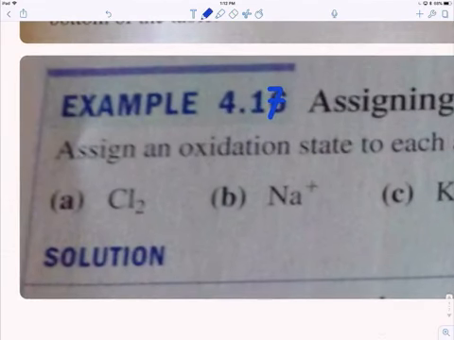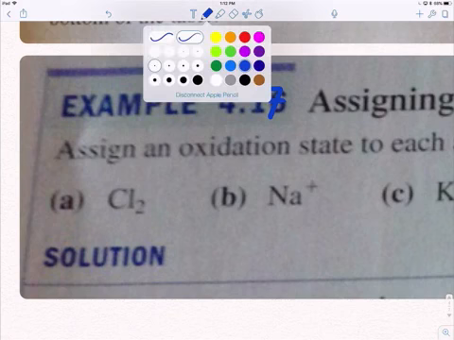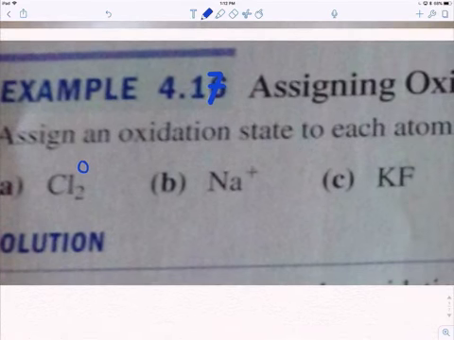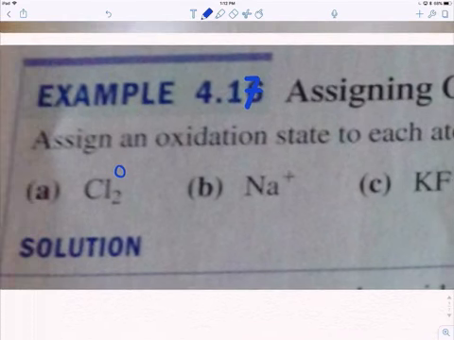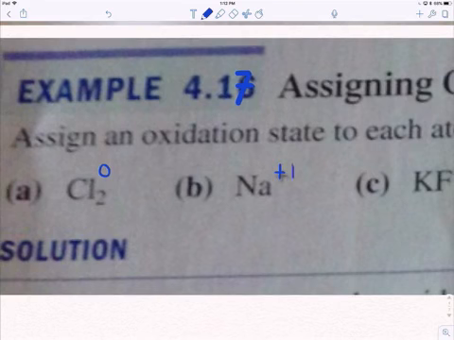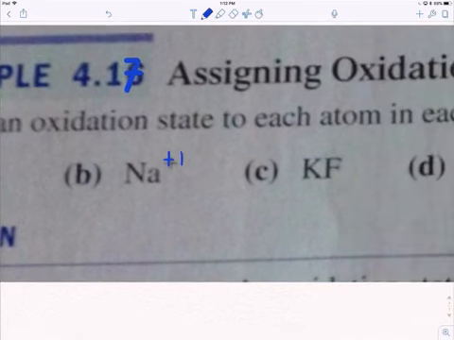First one here, Cl2, chlorine. This is a free element. We have only chlorine. Frequently oxidation states are put in the upper right corner. The oxidation state of chlorine is 0. That's rule number 1: a free element is 0. Everyone okay with that? Next one, sodium. The oxidation state is that of a monatomic ion. Rule number 2 says a monatomic ion's oxidation state is equal to its charge. Sodium's is +1. Plus usually means +1.